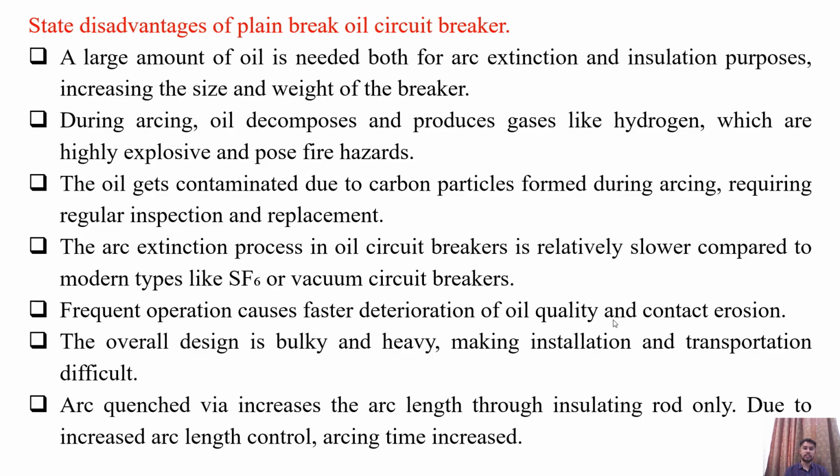The arc extinction process in oil circuit breakers is relatively slower compared to modern types like SF6 or vacuum circuit breakers. Frequent operation causes faster deterioration of oil quality and contact erosion. The overall design is bulky and heavy, making installation and transportation difficult. Arc quenching increases the length of the arc through the insulating rod only. Due to this, the arc length increases and the time of operation, or the arc quenching time, is very high. So arcing time increases. So these are several disadvantages of plain break oil circuit breaker.